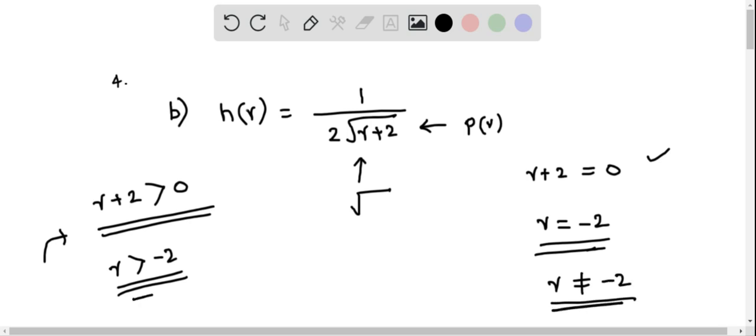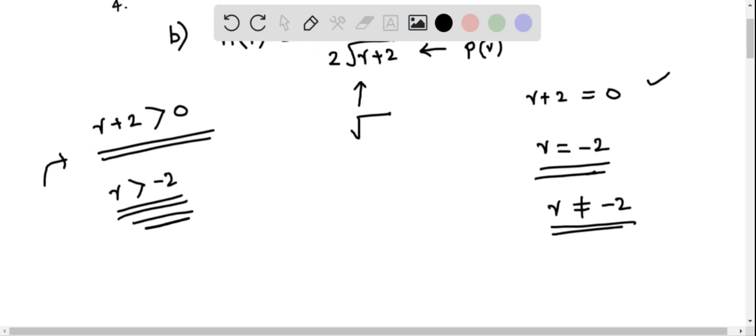So considering these two pieces of information, we combine them and give it as the restriction on r. So therefore we can say that the domain of this function is r should be greater than negative 2, and should not be equal to negative 2. It should just be greater than negative 2. And so this can be written in interval notation as negative 2 to infinity. I'm just putting open brackets and not square brackets.